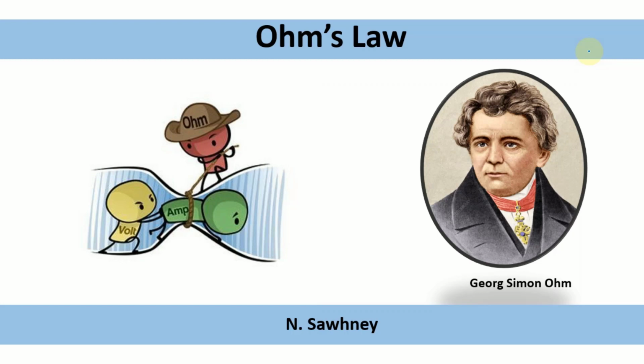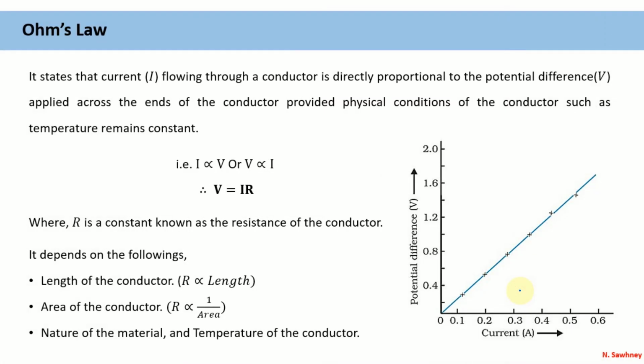In 1826, George Simon Ohm expressed a relationship between the potential difference between the ends of a conductor and the electric current flowing through the conductor, termed as Ohm's law. It states that the current flowing through a conductor is directly proportional to the potential difference V applied across the ends of the conductor, provided the physical conditions such as temperature remain constant.